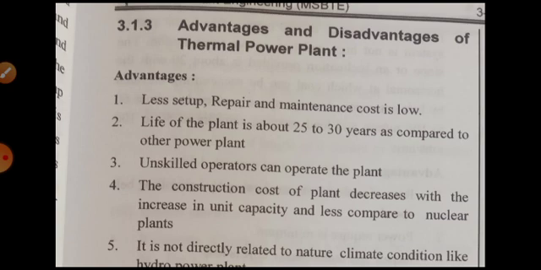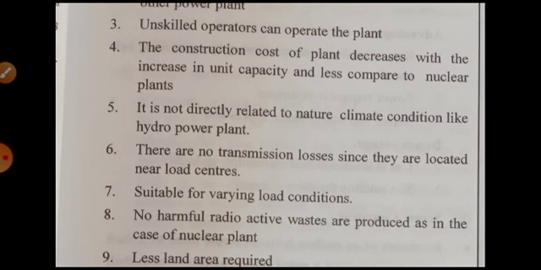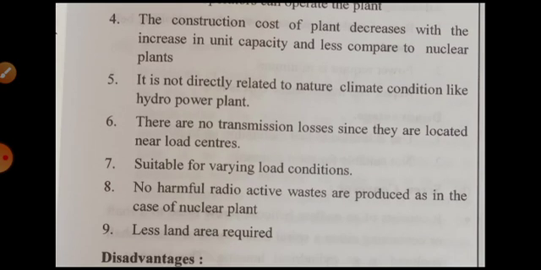Then an unskilled operator can operate the plant. Most of the work is done by the computer systems which are used nowadays. So an unskilled operator will also be able to operate the power plant, because there is no intervention of the human. The construction cost of the plant decreases with the increase in unit capacity and is less compared to a nuclear power plant.